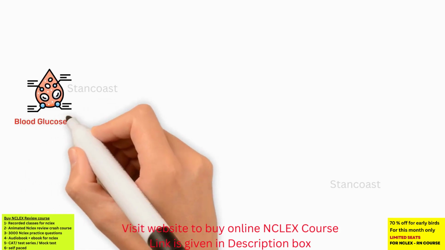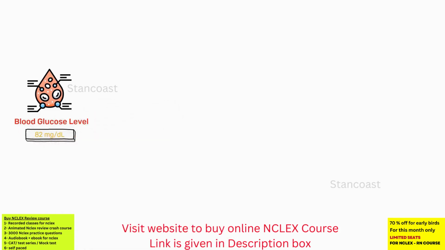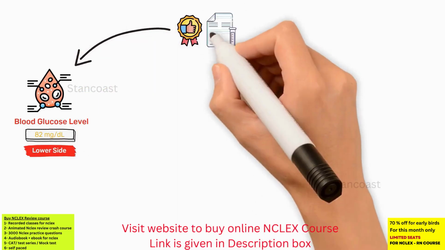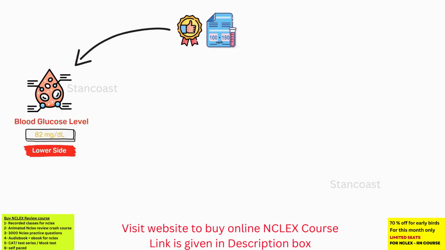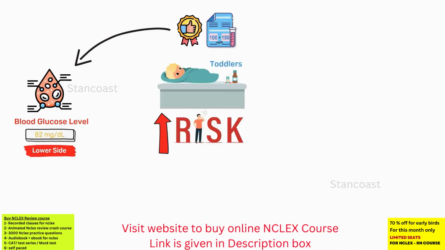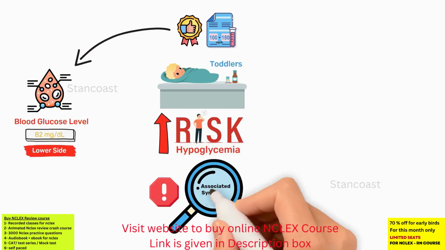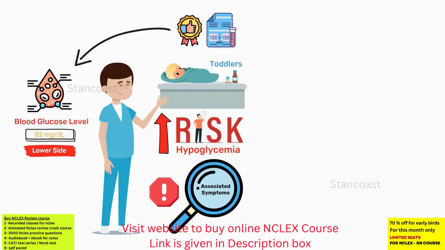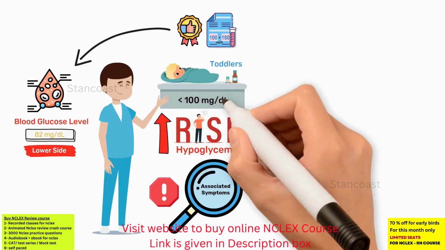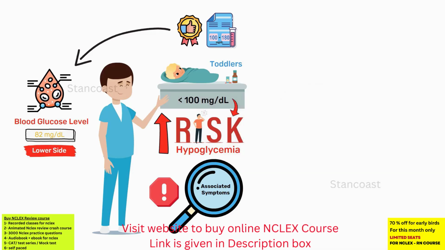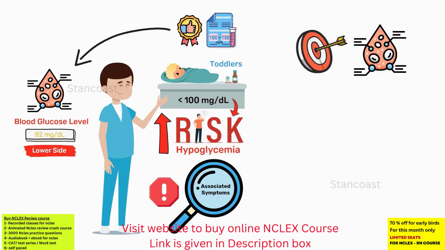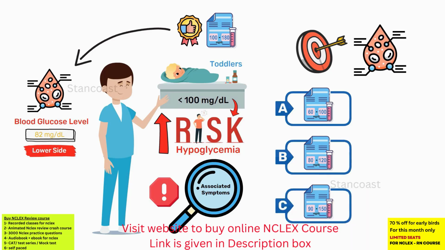A blood glucose level of 82 mg per dL is considered to be on the lower side. The recommended range for preprandial blood glucose levels is 100 to 180 mg per dL. Toddlers are at a heightened risk of experiencing hypoglycemia and may struggle to identify the associated symptoms. Attempting to manage the child's levels below 100 mg per dL carries significant risks. The target blood glucose ranges for a toddler in options A, B, and C seem to be set too low.